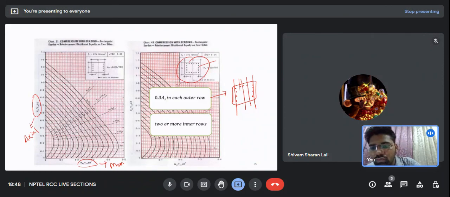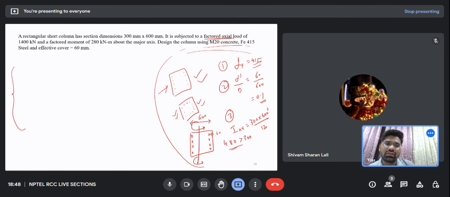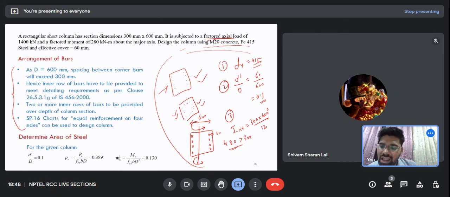Based upon these two values, just see where these two points meet. These are the different curves upon which the different percentage of steel is mentioned. The percentage of steel is mentioned in the form of p by fck, so just by multiplying by fck you can get the p. In this manner I have calculated the d dash by d. Then I have the normalized Pu value, and I have the normalized Mu value.